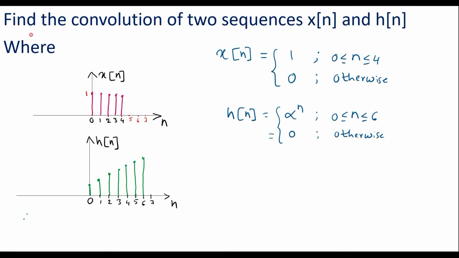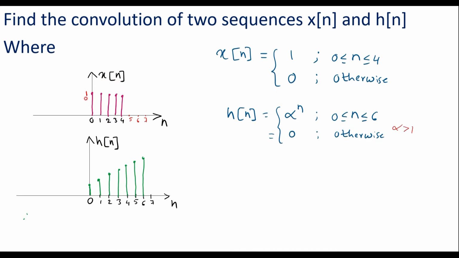Let's take one example on convolution sum. Find the convolution of two sequences x of n and h of n, where x of n is equal to 1 when n is in between 0 and 4 and its value is 0 otherwise. h of n is equal to alpha power n when n is in between 0 and 6, 0 otherwise. Here we'll assume that alpha is greater than 1.